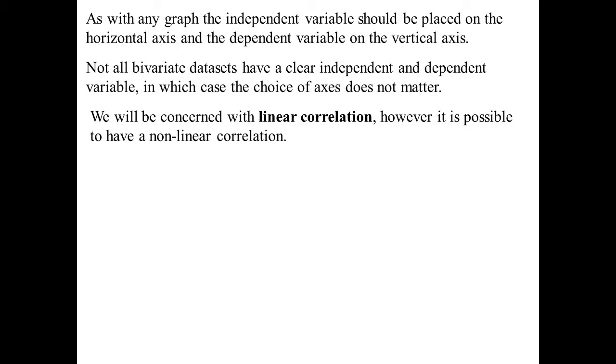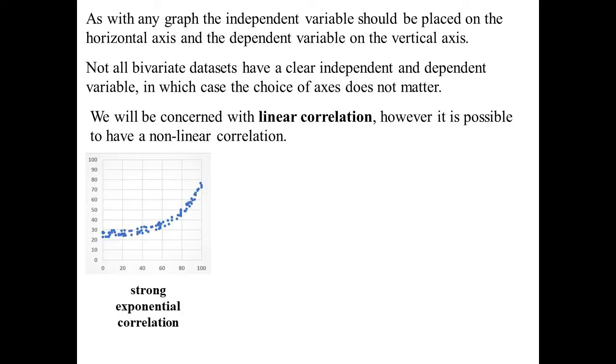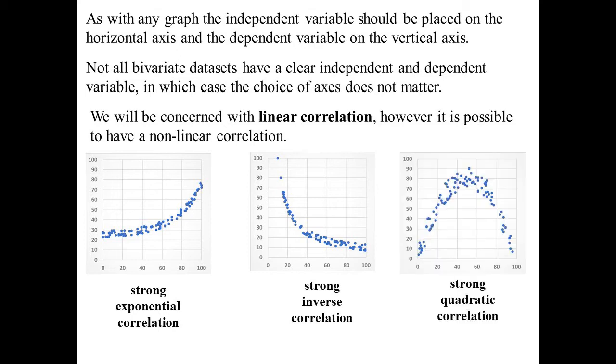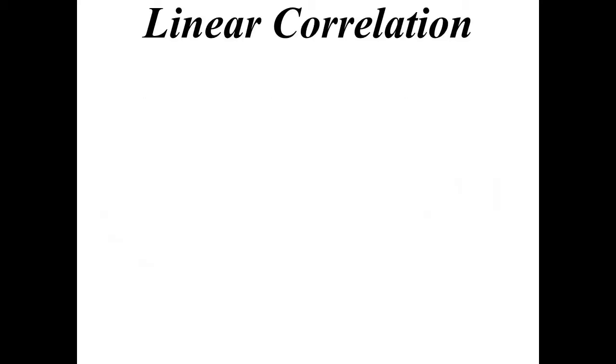Let's just have a look at some of those. Here's one which would have a strong exponential correlation. So we can see the data's moving like an exponential curve, and they're all grouped together. This would have a strong inverse correlation. It looks very much like the hyperbola, and again, they're clumped together. And the third one here, I don't know what that data would be, but it would have a strong quadratic correlation. We can see it looks like a parabola. All right, we're concerned with linear correlation.